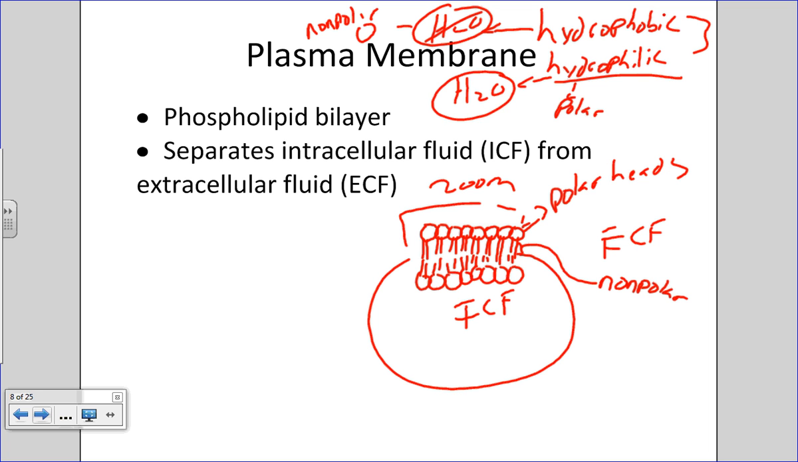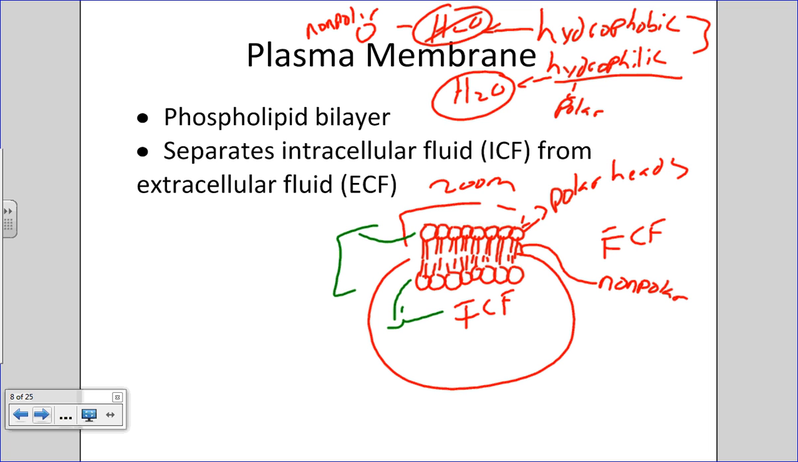So basically the heads of these phospholipids face the fluid environments, whereas the tails, obviously, since they don't mix well with water, are trying to separate from the water. Then when you put these together like so, you form this phospholipid bilayer. All right, which is really cool.